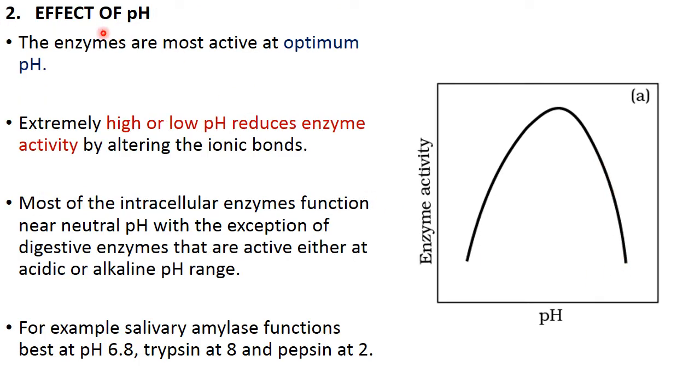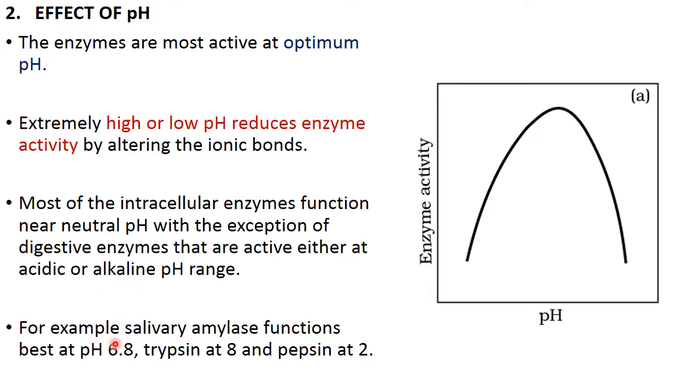Same for the pH, effect of pH. So enzymes function best at which pH? Optimum pH. So here also an increase in the pH or a decrease in the pH will reduce the enzyme activity by altering the ionic bonds. And most of our intracellular enzymes, which function in cells, act near neutral pH. But you have exceptions, for example digestive enzymes you have read, some are active in the acidic medium like in the stomach, like pepsin, but most of the enzymes in the small intestine are active in the alkaline region.